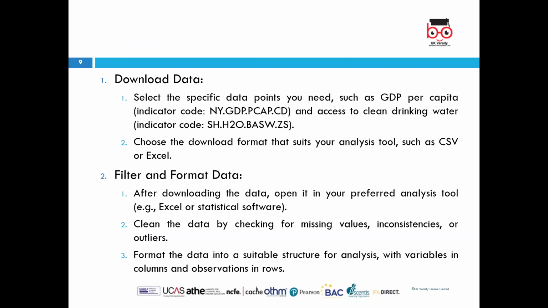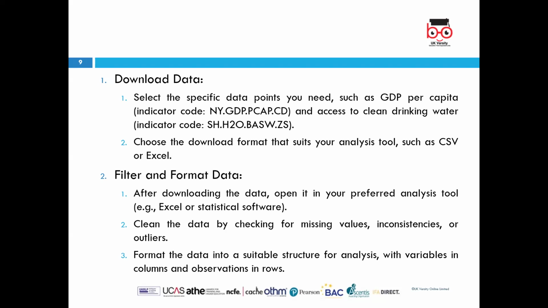The next step is to download data. You select the specific data points you need, such as GDP per capita. The indicator code is NY.GDP.PCAP.CD, and for access to clean drinking water, the code is SH.H2O.BASW.ZS. This indicator code you need not remember. You can just browse in the World Bank data set and you will get the required set of data. Then you choose the download format that suits your analysis tool, such as CSV or Excel.